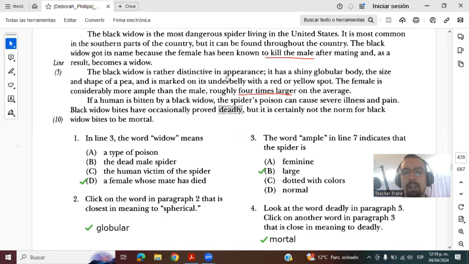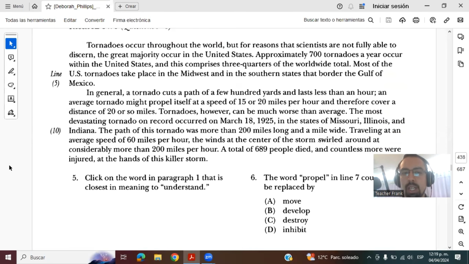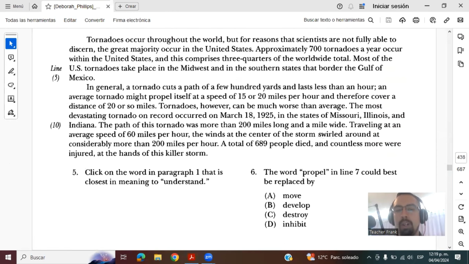Okay, so let's go now with passage 2 right down here. Now, for passage 2, I'm going to leave it like this, and we will check number 5 and 6, and then we'll go with number 7 and 8. So pause the video, please, read the text, and answer number 5 and number 6. Okay. All right, ready? Let's check number 5.